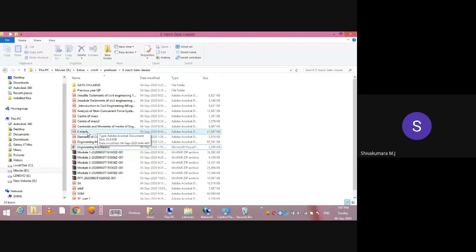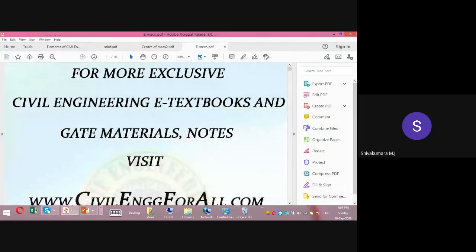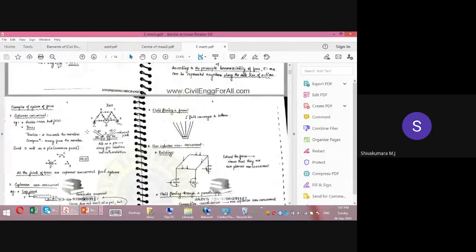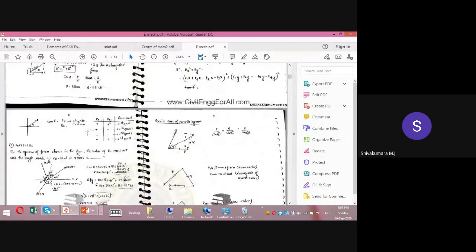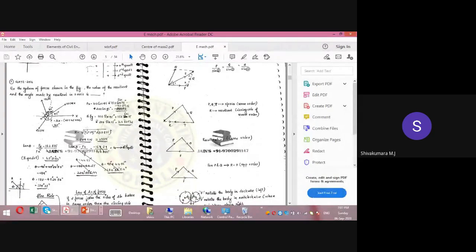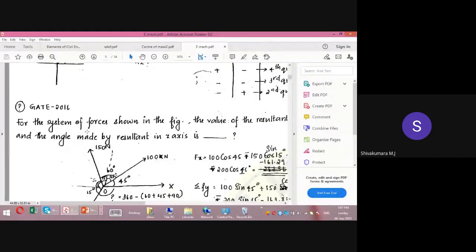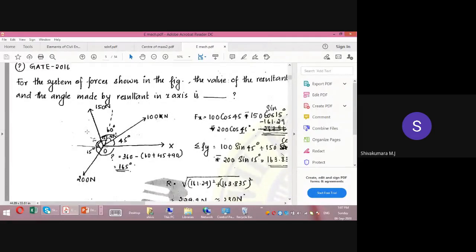With this, I would like to show you one simple problem which was asked in GATE, the same type of problem. See this problem, it was asked in GATE 2016. For the system of forces shown in the figure, the value of the resultant and the angle made by the resultant with the x-axis is. This is the GATE 2016 question.